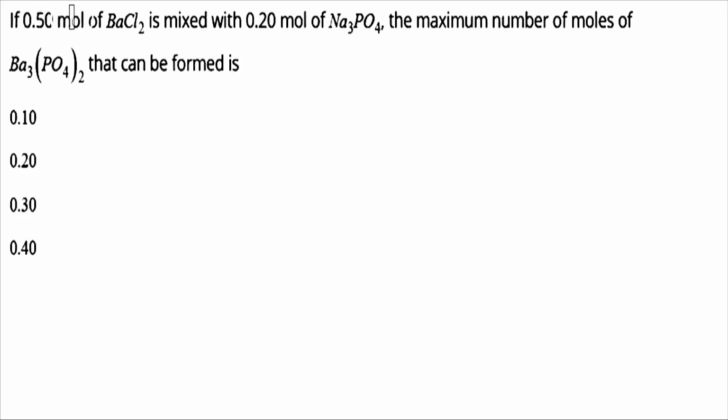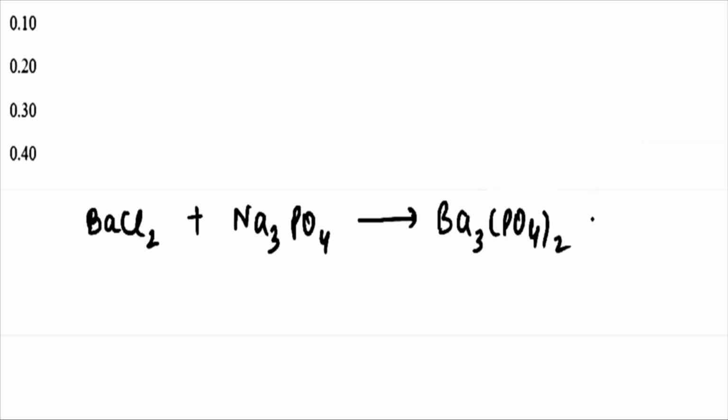Our question is: 0.50 mole of BaCl2 is mixed with 0.20 mole of Na3PO4. The maximum number of moles of Ba3(PO4)2 that can be formed is? The reaction is: BaCl2 reacts with Na3PO4 and gives Ba3(PO4)2 plus NaCl. Balance the equation: 3 here, 2 here, 1 here, and 6 here.